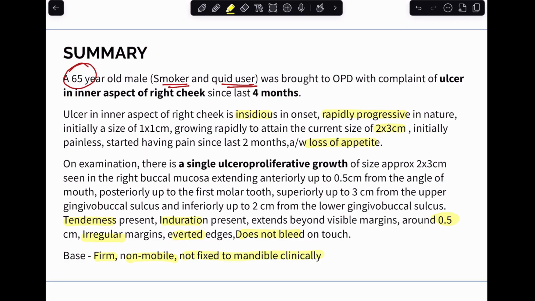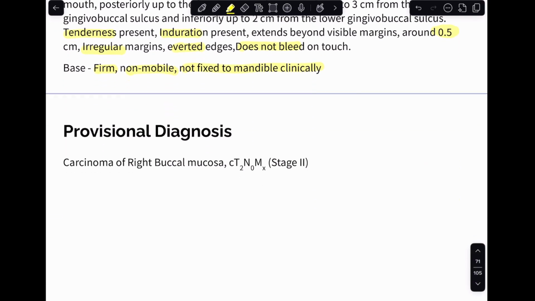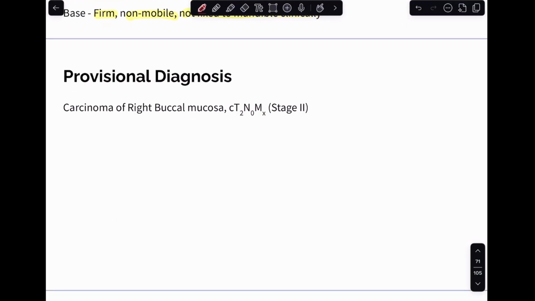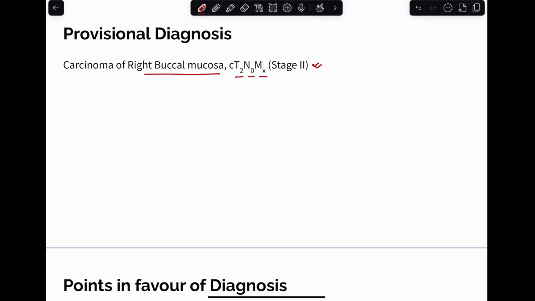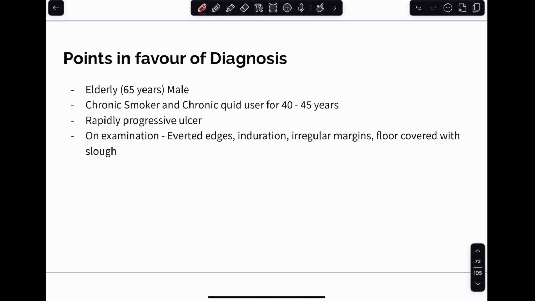Now, what is our provisional diagnosis over here? So, a provisional diagnosis is carcinoma of the right buccal mucosa. Clinical stage is T2N0MX, possibly stage 2. So now we'll discuss how we have come to this diagnosis. What are the points that are in favor of our diagnosis? Starting from the history, we have an elderly male.